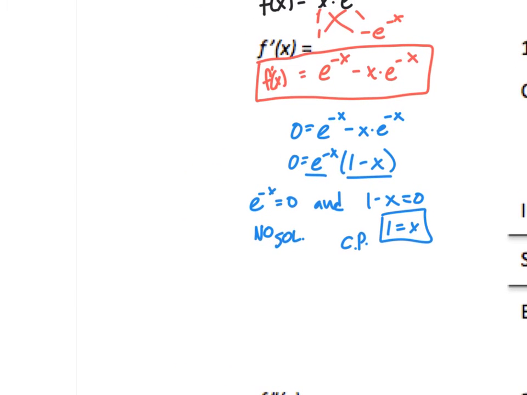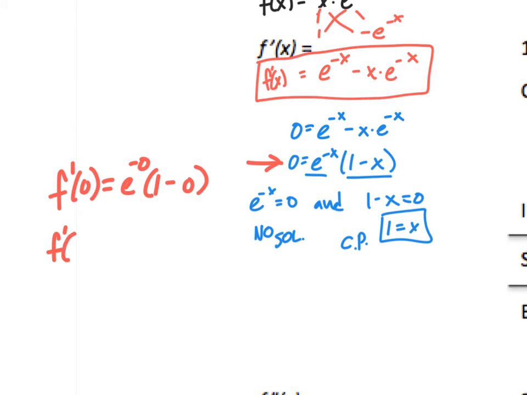And I'm going to do that over here, and I'm going to do f prime of 0 is equal to e to the negative 0 power times 1 minus 0. Okay, I'm going to plug it into my factored form. I find that that's a little bit easier. So from here, f prime of 0 is going to give me e to the 0 times 1, and e to the 0 is just 1, so 1 times 1, and that's going to give me a positive number.